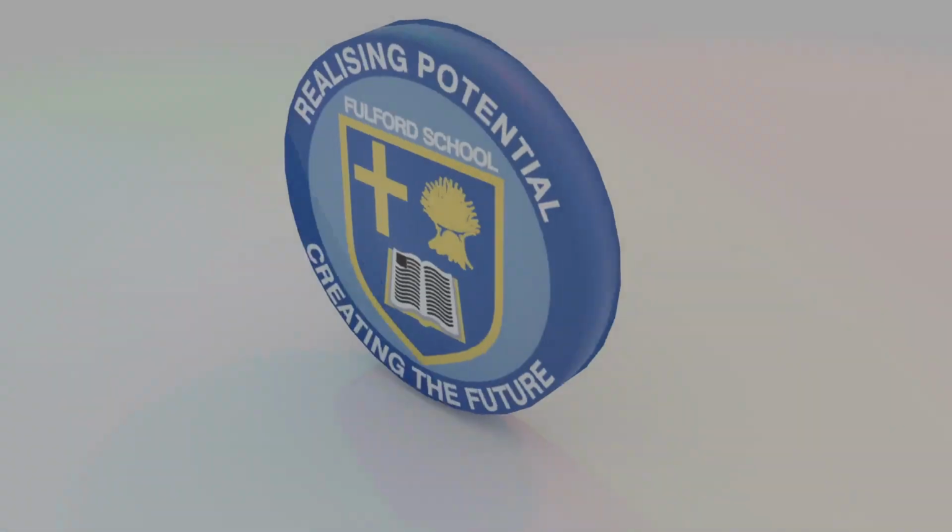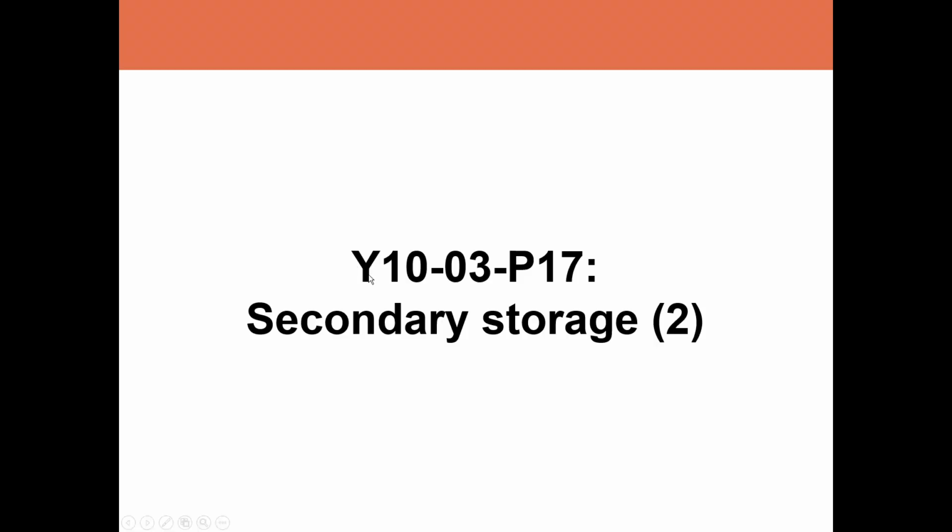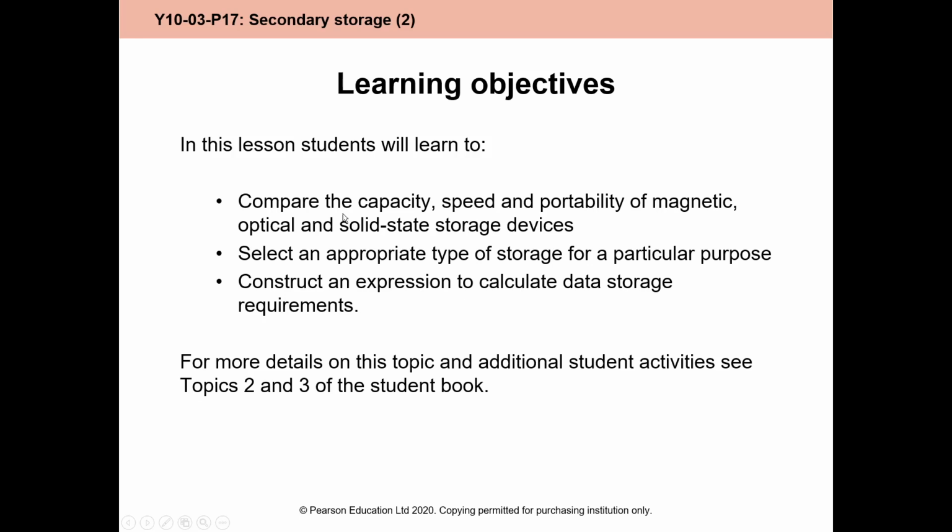Okay, good afternoon. So today we're building on what we learnt last lesson about secondary storage. We need to make sure that you can compare how much they store, how fast they are, and how reliably and easily they can be moved around for the three types of secondary storage. So magnetic, that's like a hard disk drive; optical, that's like a CD-ROM; and solid state, that's like your flash drive storage that you plug into your USB drives.